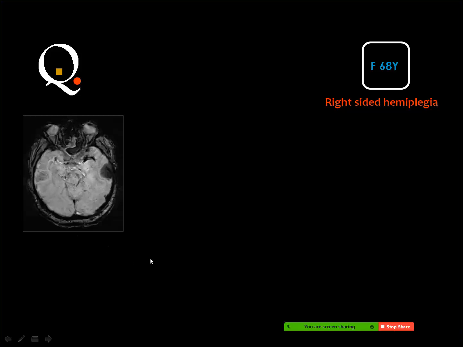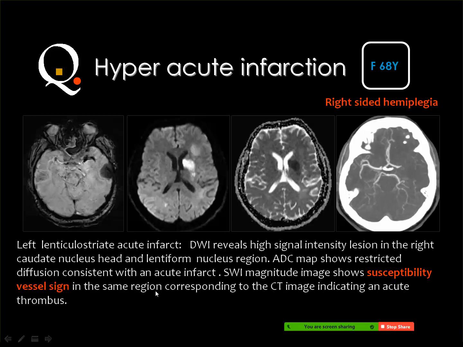What do you see here? A black line along the left course of the middle cerebral artery, meaning that the artery is thrombosed. You know that susceptibility weighted images are sensitive for calcium and for blood. This is known as the susceptibility vessel sign. You remember the hyperdense vessel sign by CT? This is known as the susceptibility vessel sign on susceptibility weighted images.